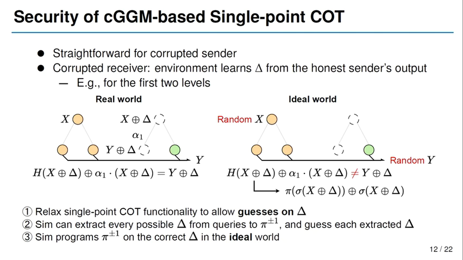So we can address this issue by relaxing the single-point COT functionality to allow the global query on delta. Then the simulator can extract every possible delta from the queries to the random permutation or its inverse, and interact with the ideal functionality to guess each extracted delta. Finally, the simulator can program the random permutation or its inverse to be consistent with the ideal world delta.